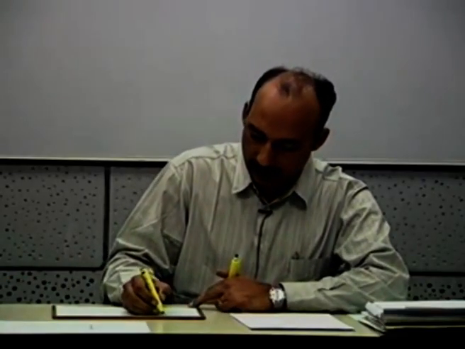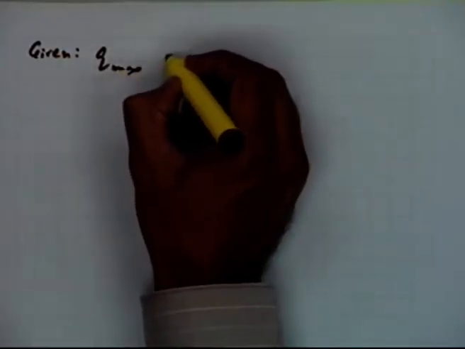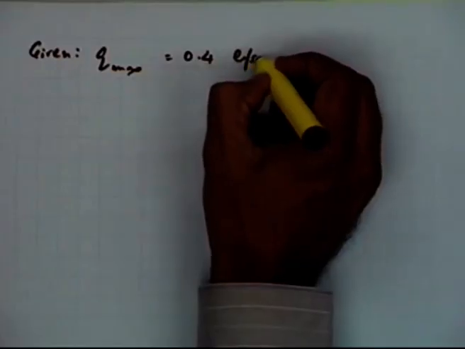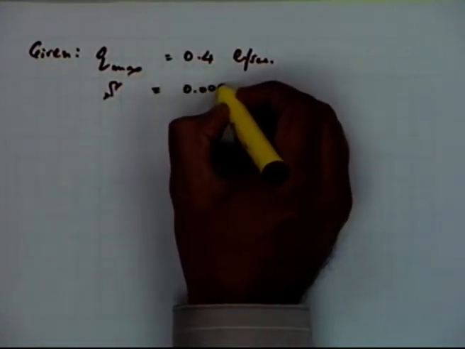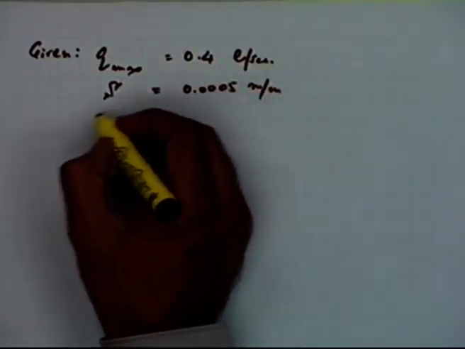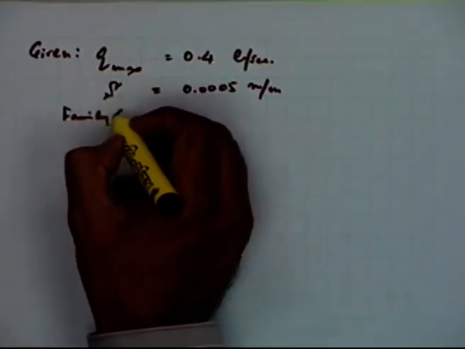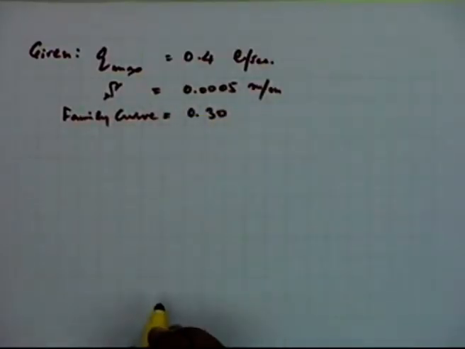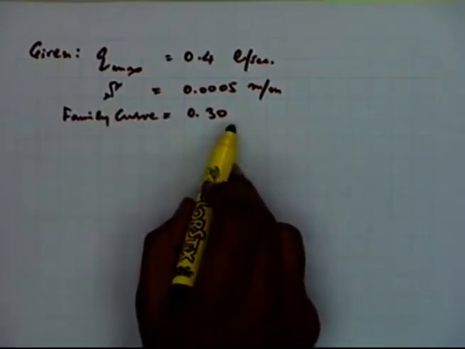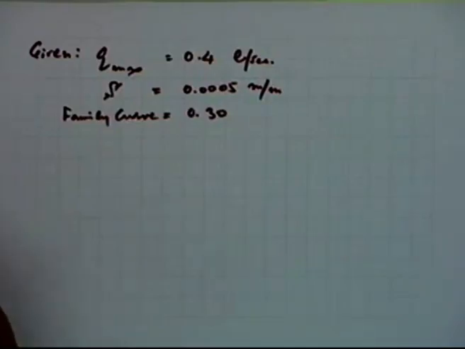To show you how you use the iteration to find out the proper parameters, let's take one case where you have been given the data that Q maximum is 0.4 liters per second. The slope of the field is also given, and the properties of the soil in terms of the family curve are known. So once the family curve is known, you know all the coefficients A, B and C.